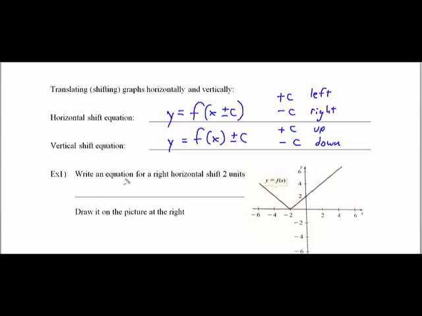So in this first equation where it says write an equation for a right horizontal shift of 2 units, this would be the equation y is equal to 4, x, and for a right horizontal shift, minus 2. Because a minus c, that constant to shift the equation, is going to be opposite of what you think it's going to be. So shifting it to the right is minus 2.